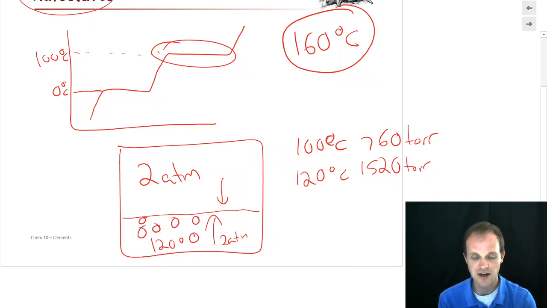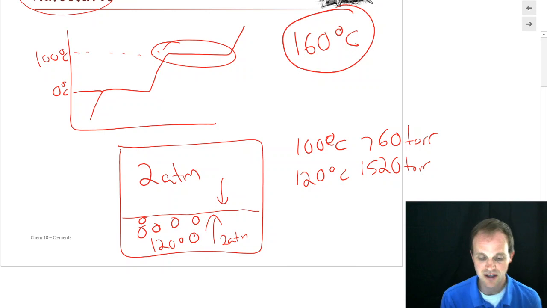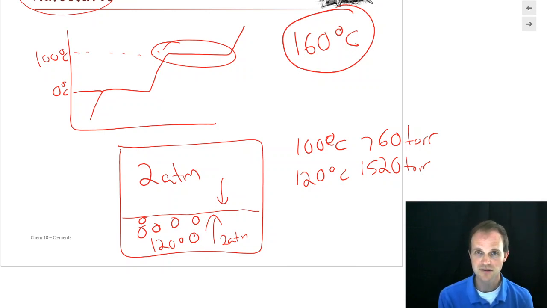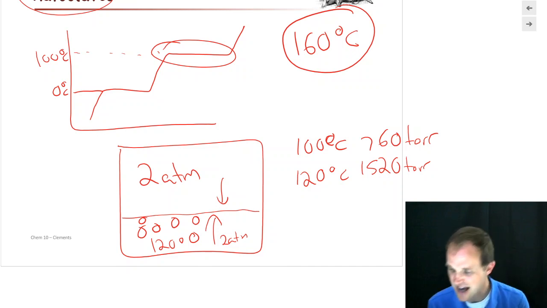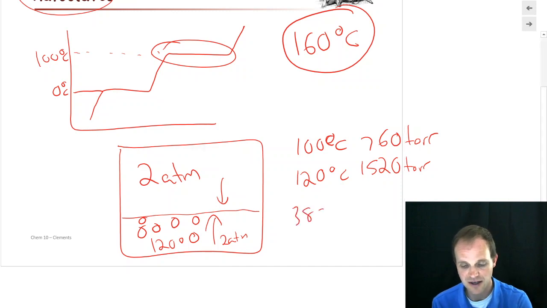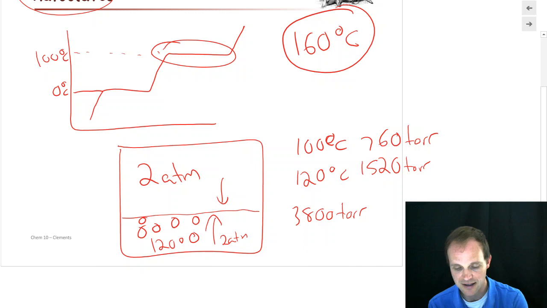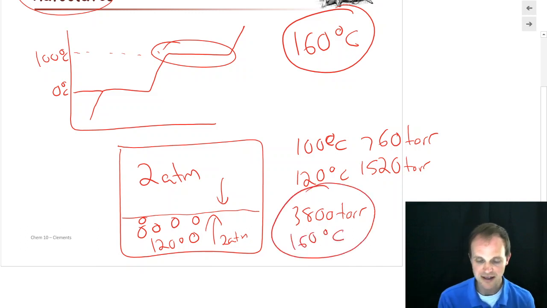So now we've got liquid water boiling at 120 degrees Celsius, which is really cool, but it's not quite 160. So an autoclave has to get even higher than that, and you have to get all the way up to 3,800 torr if you want to do that in an autoclave, and that is 160 degrees Celsius. So that's how we use an autoclave.